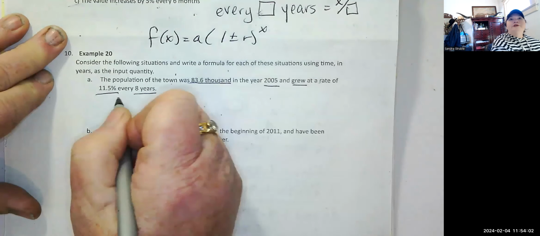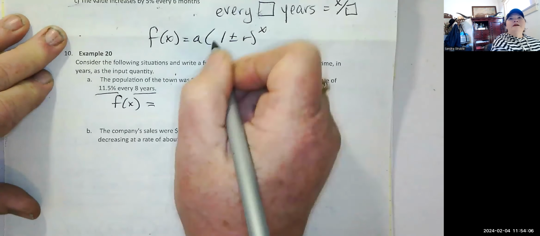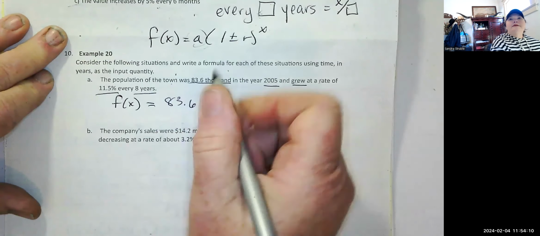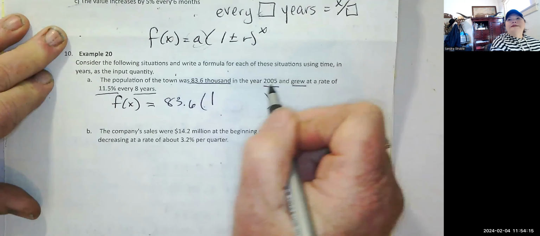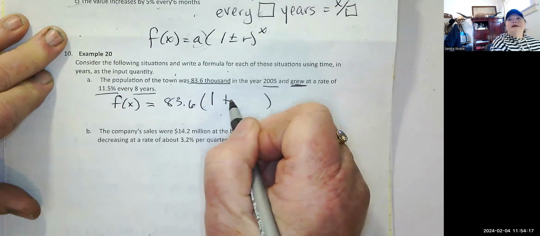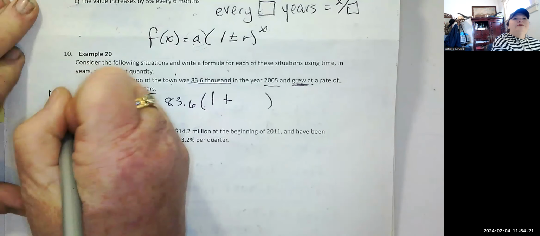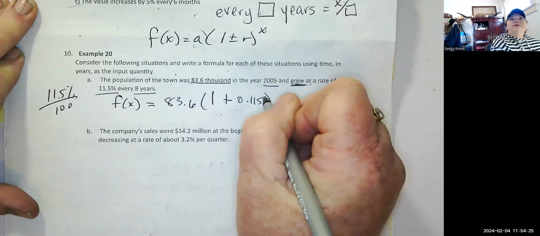So they just want our formula. So f of x is going to be our population. The initial value, a, is 83.6. I'm going to open my parenthesis, and it's going to be 1, and they're telling us that it's growing, so it's plus our rate. Our rate is 11.5%. 11.5% divided by 100 is 0.115.